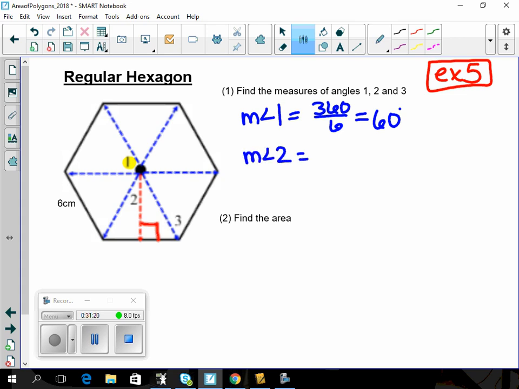How do I find the measure of angle 2? Look at where angle 2 is. Angle 2 is down here now. What is the relationship between angle 2 and angle 1? So if angle 1 is 60, what's the measure of this angle? 60. So what would angle 2 be? 30, because it'd be half of that. Would you agree? Good. So angle 2 is 30. That's awesome. All right, what do you think about angle 3?